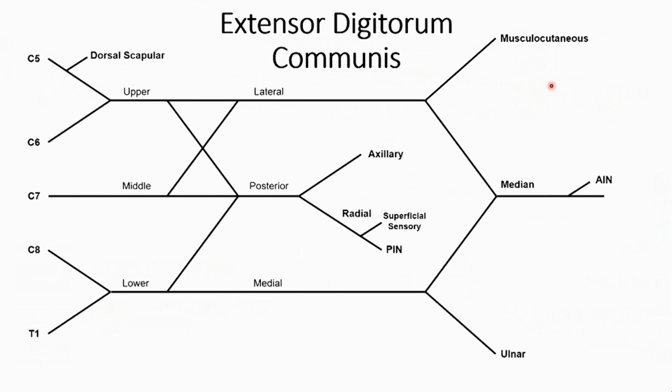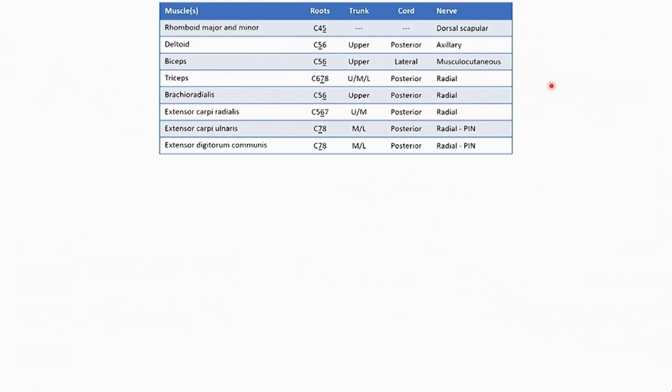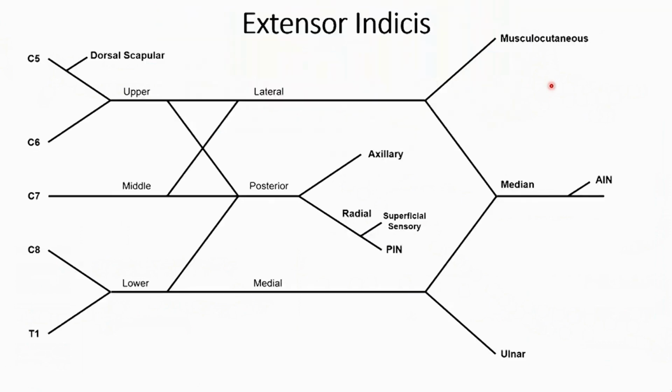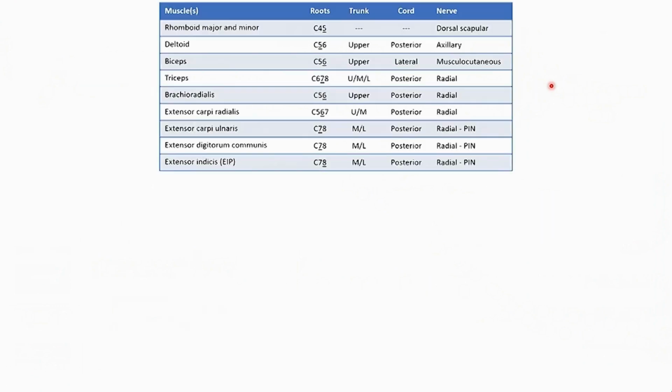Extensor digitorum communis. C7 and 8 nerve roots, middle and lower trunk, posterior cord, radial nerve, posterior interosseous nerve branch. Primarily a C7 muscle. Extensor indicis. C7 and 8 nerve roots, middle and lower trunks, posterior cord, radial nerve, posterior interosseous nerve branch. Primarily a C8 muscle.